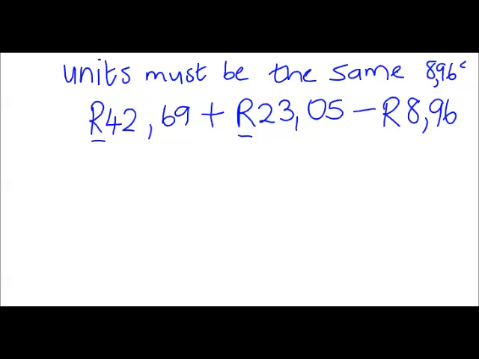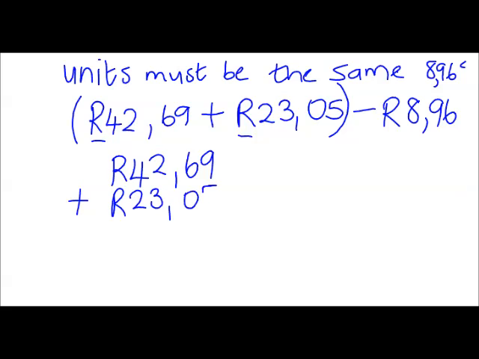Okay, so how am I going to do this? Can I do it in one step? I'm going to add first. I prefer to add in columns because you're not allowed to use your calculator. 42 rand 69 plus 23 rand and 5 cents. I'm not drawing a double line. 9 and 5 is 14, carry 1. 6 and 1 is 7. Commas in the right place, please. 2 and 3 is 5. 4 and 2 is 6. Don't forget your Rand sign.